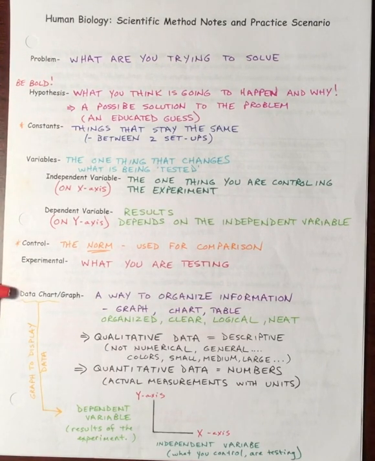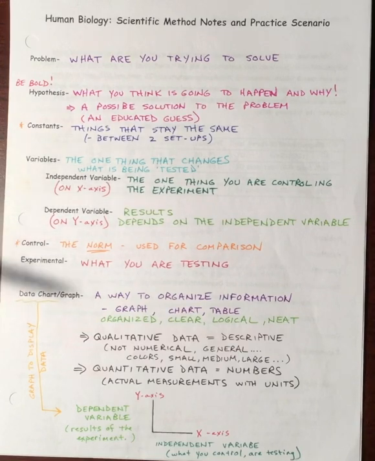And then one of the last steps that you guys have, as you are collecting data, you want to create a chart. And from that chart, you can create a graph. So your data chart is going to be a way to organize your information. You guys will graph, you guys will chart, you guys can create a table. It needs to be organized, clear, logical, neat, and labeled. So what are those columns within that data table representing? And you guys are always looking for two types of data.